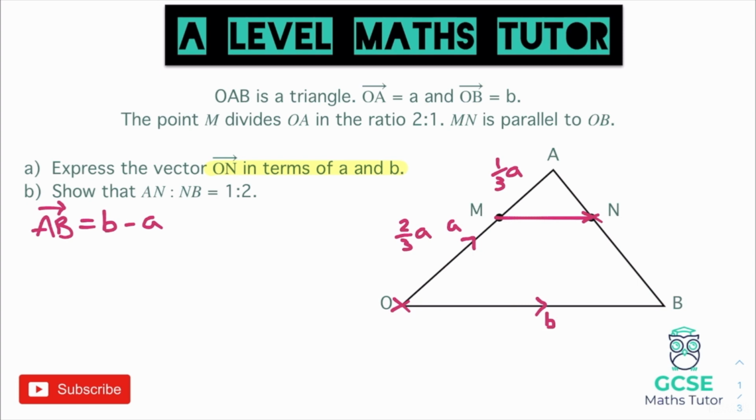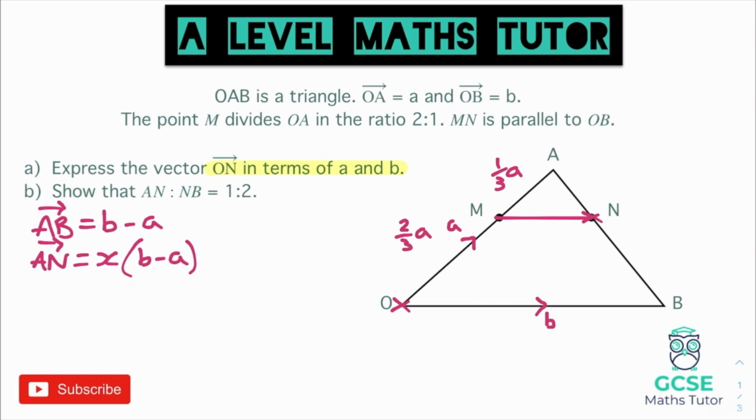Now on to the next part, we can think about how we get from A to N. Now we don't know what the ratio of A to N and N to B is, so we're going to have to use some algebra, or of course you can use lambda in this instance, but I'm going to use the letter X. So we're going to say that A to N is some amount of B minus A. And we're going to find out what X is.